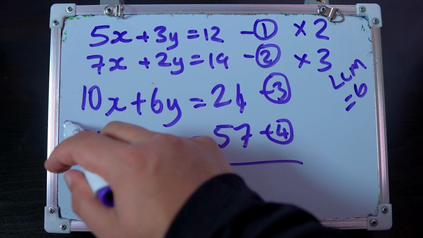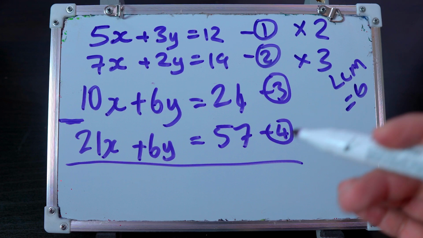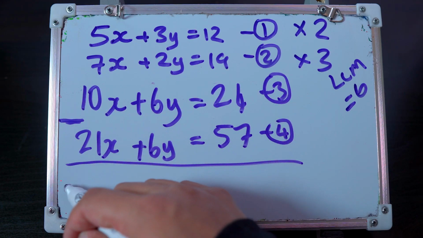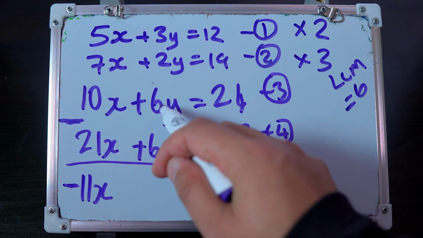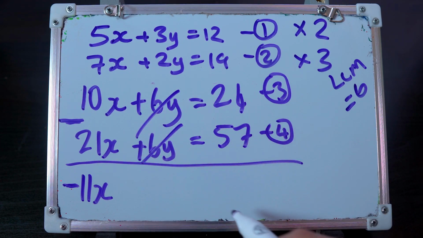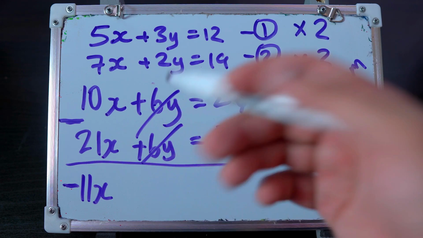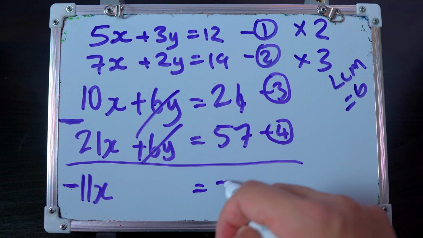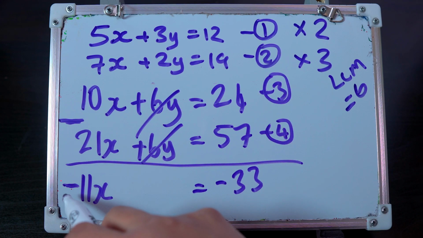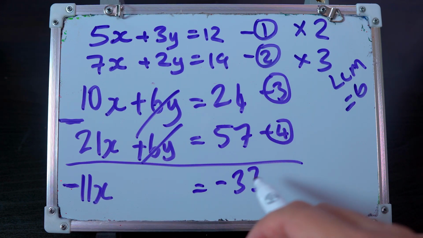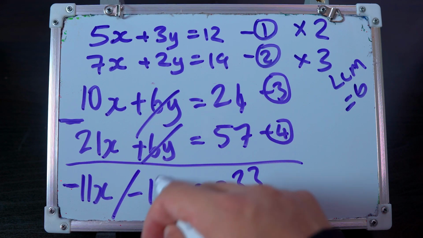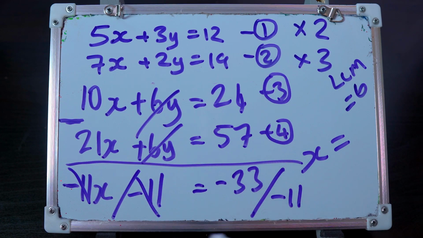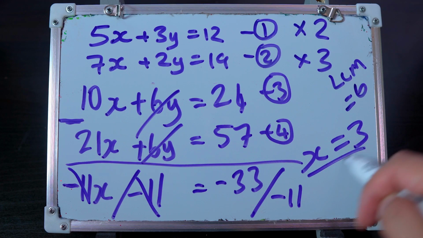So what we can do here is subtract these two equations instead of adding them to eliminate the y's. So check it out. 10x minus 21x gives me minus 11x. And then 6y minus 6y, well, when you minus two numbers that are the same size, they cancel out. We eliminate them. And then 24 minus 57 will give us minus 33. So we've got minus 11x is equal to minus 33. If I divide this by minus 11 and I divide this by minus 11, x therefore is going to equal 3.